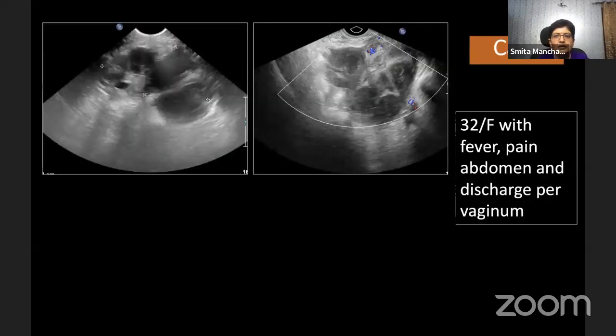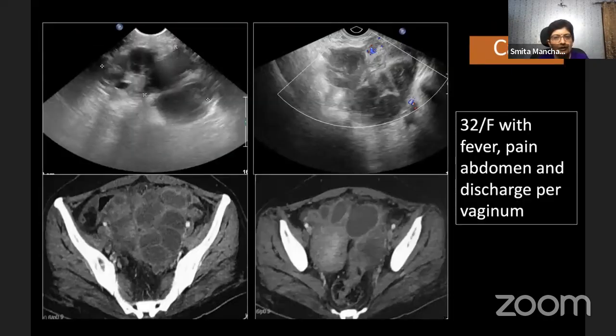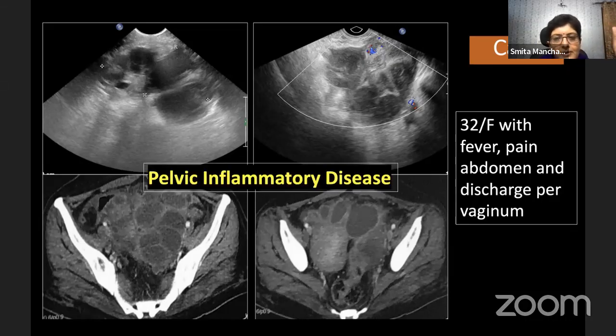Now 32-year-old, fever, pain abdomen, discharge per vaginum. This is very important many a times. See, this kind of appearance, you can think hematoma or you can think abscess. Those are the two most common differentials, with the appearances of a multilocular cystic lesion, which has some septations which are thin and thick, with an intermediate kind of mild vascularity. There are cystic lesions which have debris within. On CT, multilocular enhancing cystic lesions, and there is lots of fat stranding inflammation surrounding, typical of a pelvic inflammatory disease.